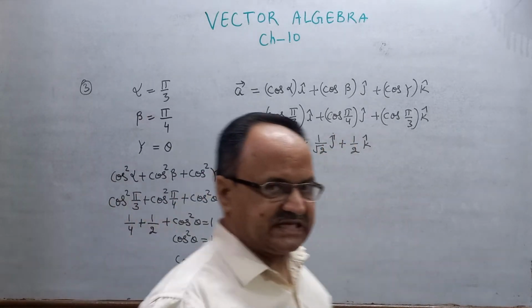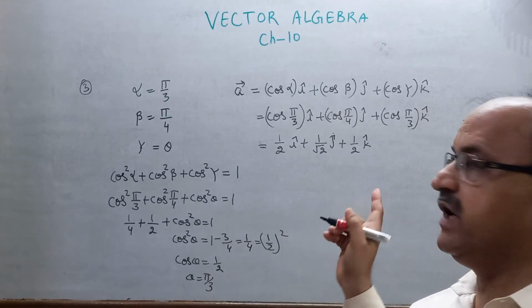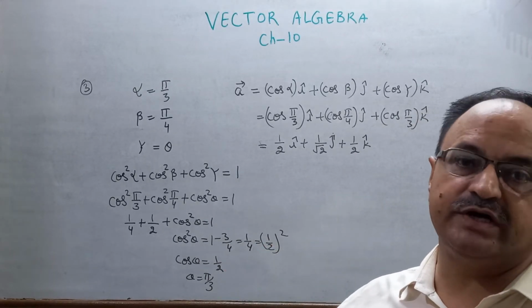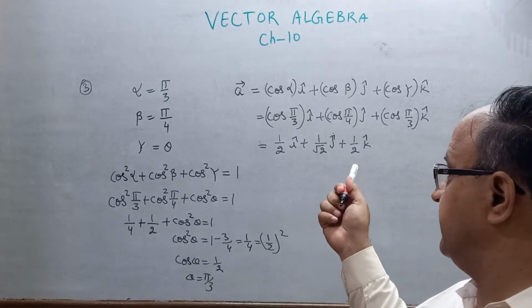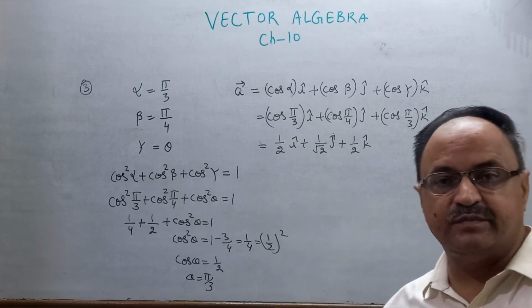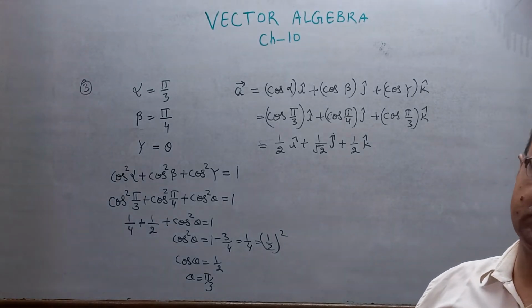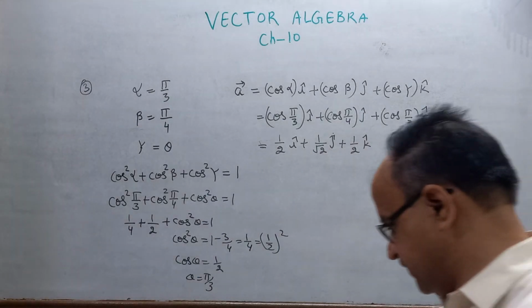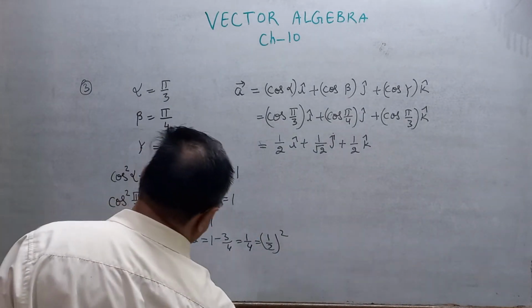So therefore the scalar components of vector A are 1 by 2, 1 by root 2 and 1 by 2. These are scalar components. And if you want to write vector components, that is 1 by 2 I cap, 1 by root 2 j cap, 1 by 2 k cap. These are the vector components. This is the solution of question number third. Very important question from the examination point of view.